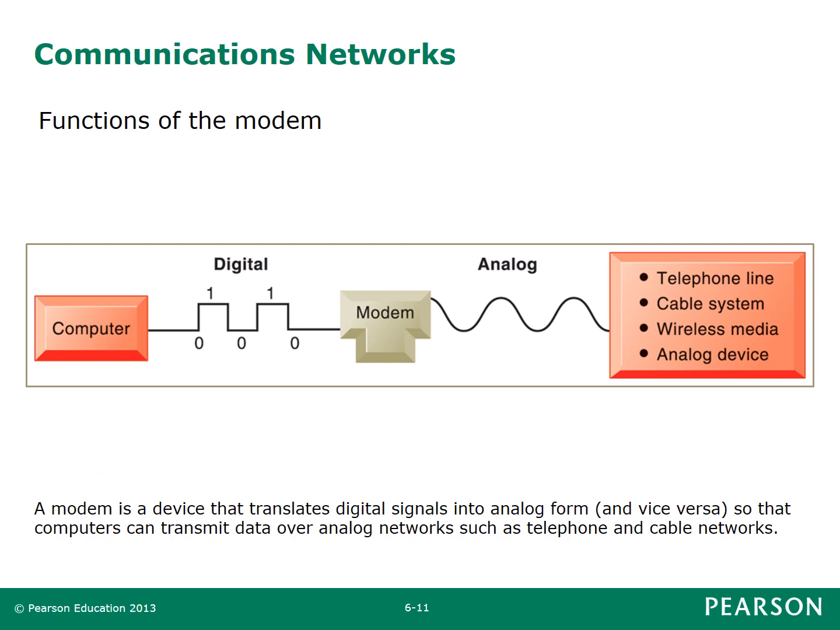A modem is a device that translates digital signals into analog form and vice versa, so that computers can transmit data over analog networks, such as telephone and cable networks. Note that digital signals are representations of the two binary digits, 0 and 1, and are represented logically as on and off electrical pulses. The word modem stands for modulator, demodulator.